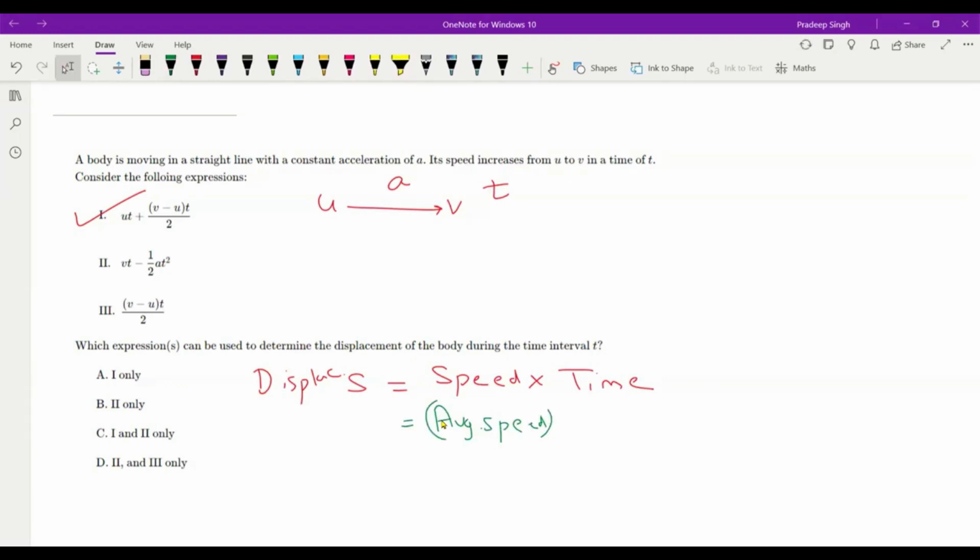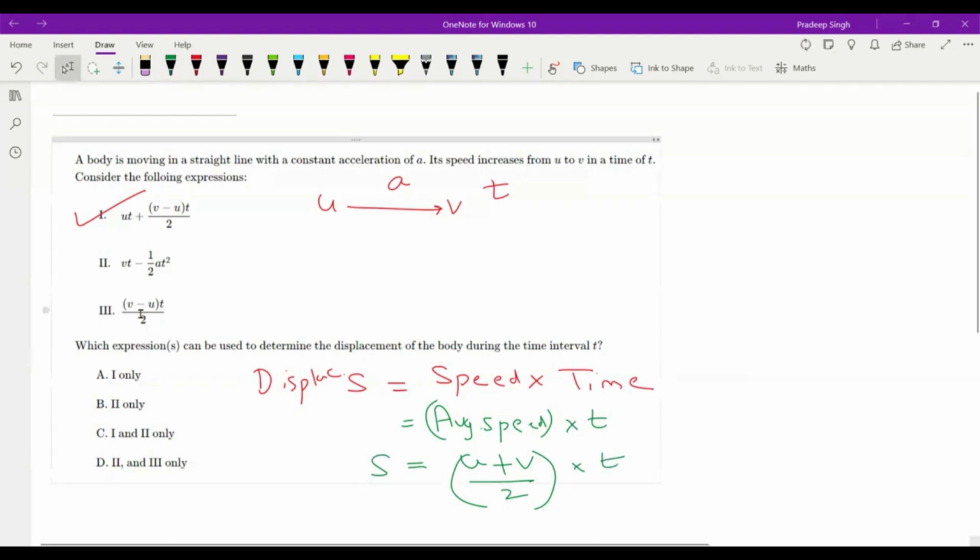So now tell me this, if an object is starting off with a speed u and ending with a velocity v, so average speed, just write it down. How do we find this? You just do u plus v by 2. That's the average speed. And if you multiply that by time, you will get the displacement. So that's why equation 3 would have been correct if you had a plus there.